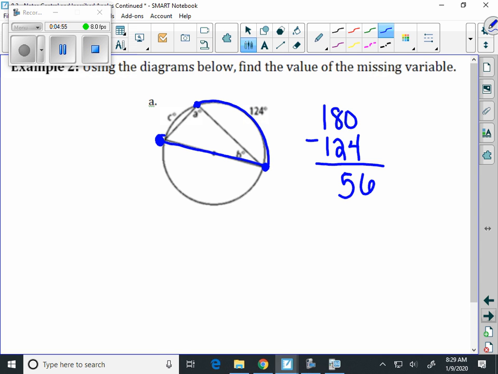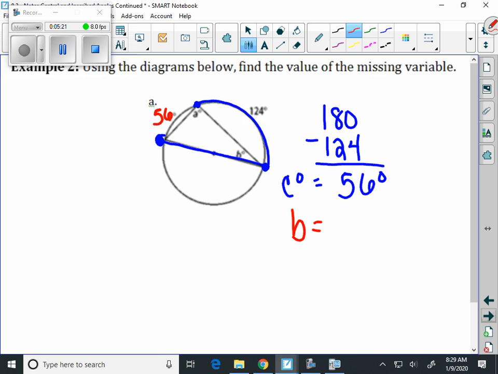So now that we know that that's 56 degrees, and that's what C degrees is, because again, we did the 124. So here's our 56 degrees, and we want to figure out the missing variables. So we just figured out C. Let's figure out B next. And B is an inscribed angle.